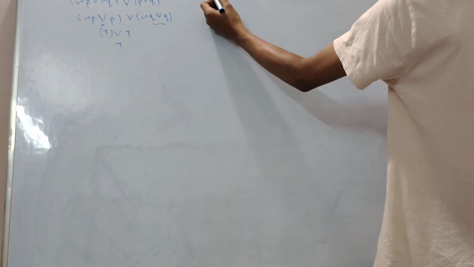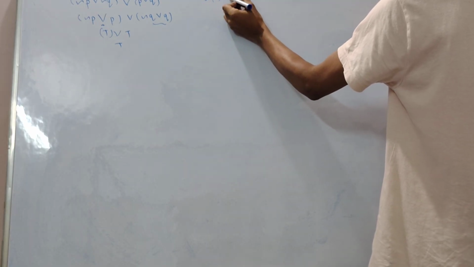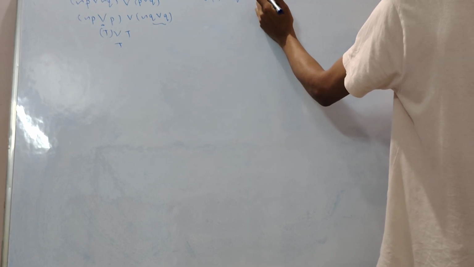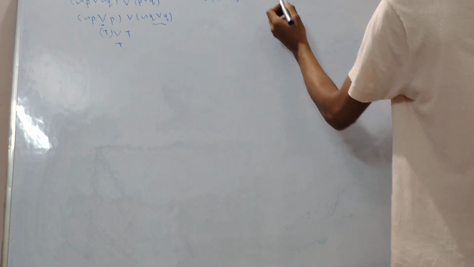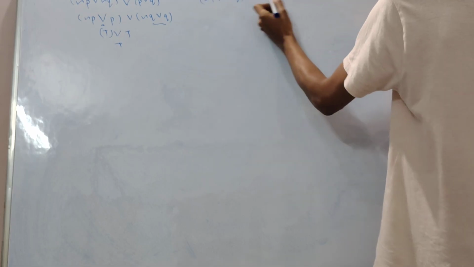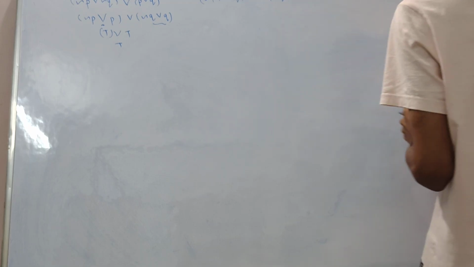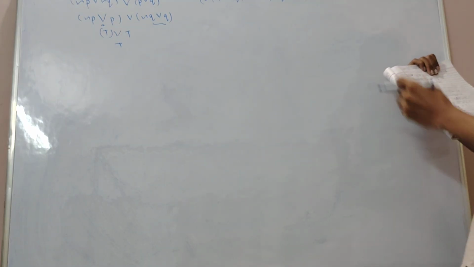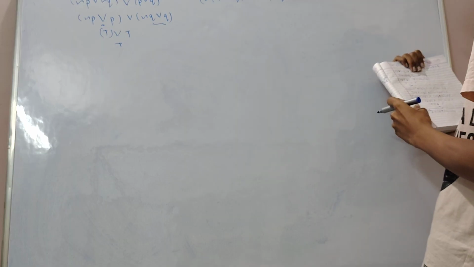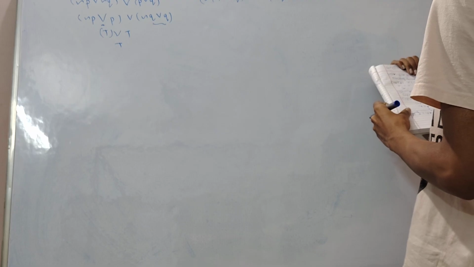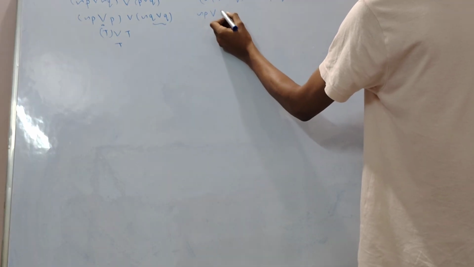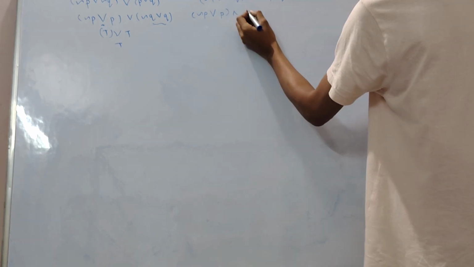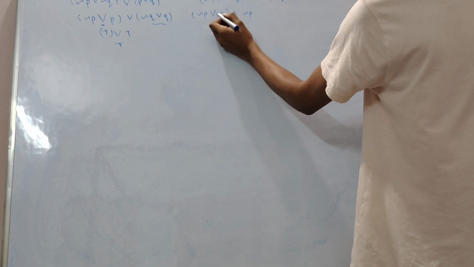Now, next one is, here I will use negation, so this will be negation of P and negation of Q, or this will be negation of P and Q or P. Now I will use now distributivity, right? So here it is.